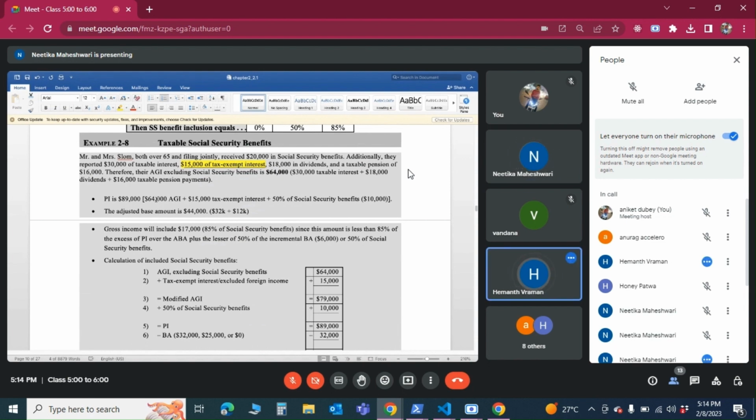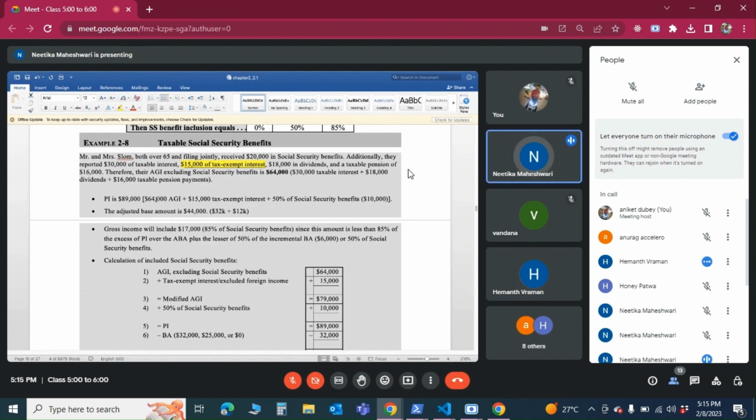Mr. and Mrs. Sloom are both over 65 and filing jointly and received 20K in Social Security benefits, and additionally they have reported 30K as taxable interest, 15K as tax exempt interest, and 18K in dividends, and taxable pension was 16K. Therefore their AGI, excluding Social Security benefits, was 64K: 30K taxable interest plus 18,000 dividend plus 16,000 as a taxable pension payment.